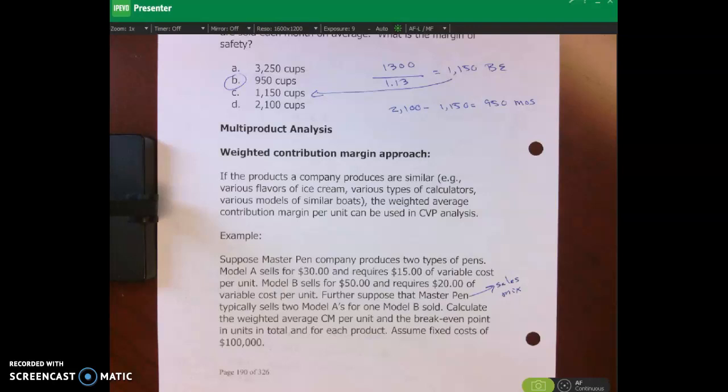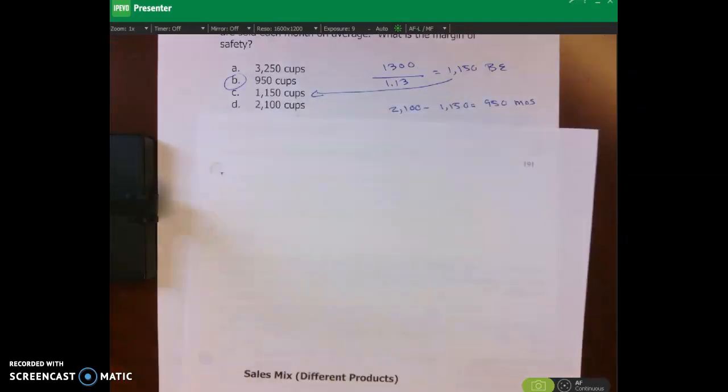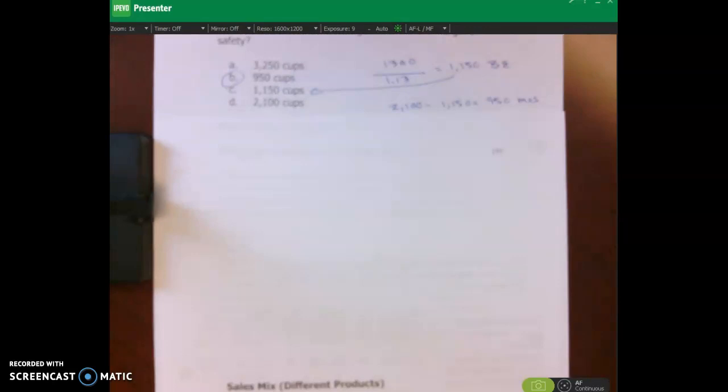So for example, if we were Mary Washington, we could say we enroll 2 in-state students for every out-of-state student. That would be our sales mix. Okay? Calculate the weighted average contribution margin per unit, and then the break even in units in total, and then for each product. Assume that fixed costs are $100,000. So let's look at the next page where we have a little bit more room to solve this problem.